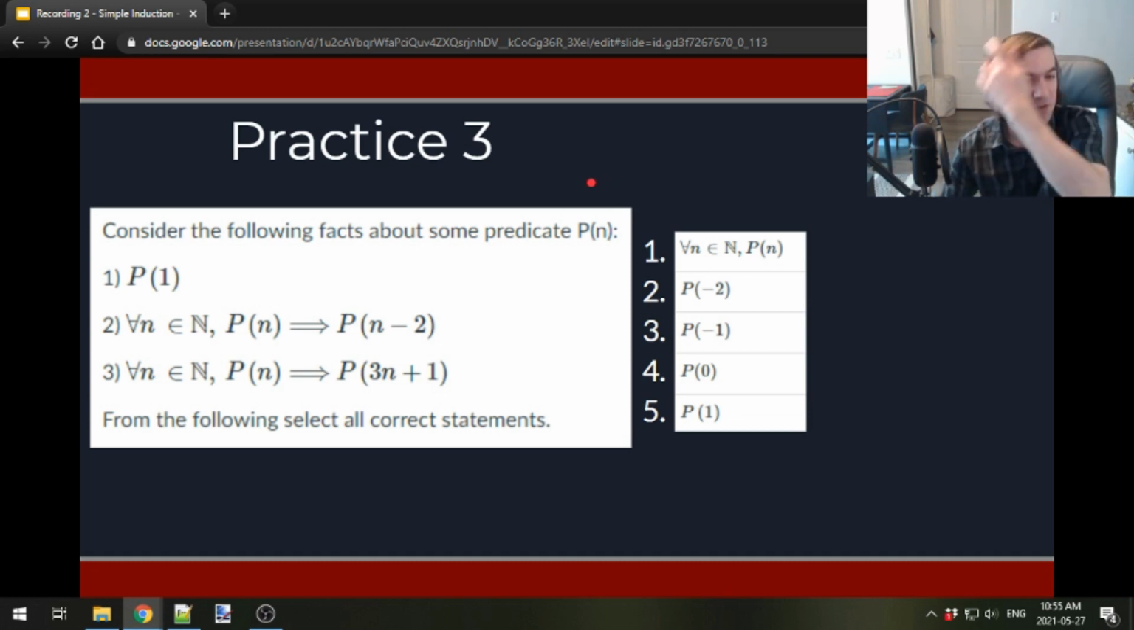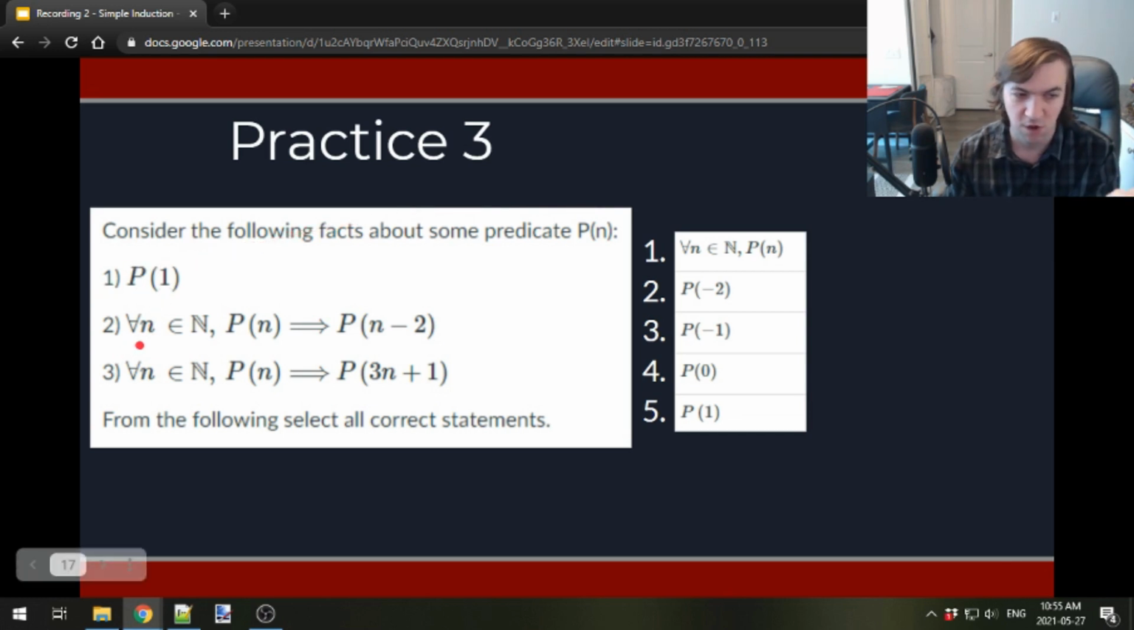Consider the following facts about a predicate. P(1) is true. For all n in the naturals, P(n) implies that P(n-2) is true. For all n in the naturals, P(n) implies that P(3n+1) is true. From the following, select all the correct statements.